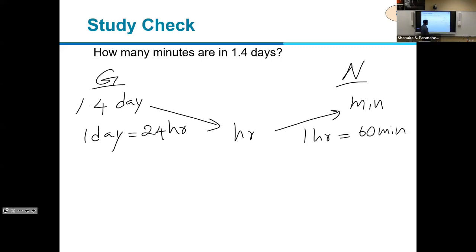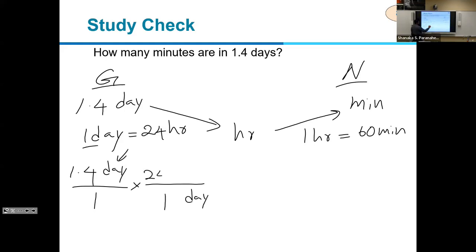So now you decide how you are going to convert days into minutes. First we are going to convert days into hours, then hours into minutes. The next step, we are going to set up a calculation starting from the given value, 1.4 days, multiplied by a ratio, a factor. This is the important part: day must be in the denominator. So that is this one, then hours. Day and day cancel out.